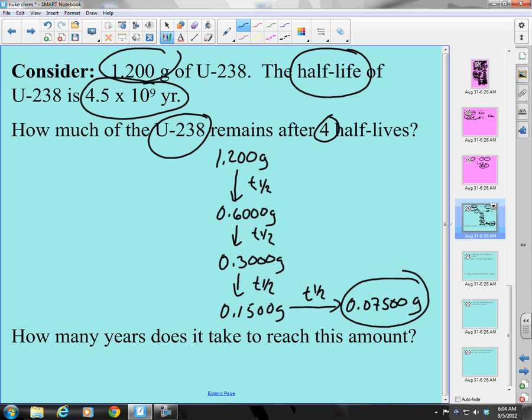There we go. How much of the uranium-238 remains after 4 half-lives? Let's make sure I don't mess up my division, but I think I did that right. Yep, good. Now, let's look at the second question.